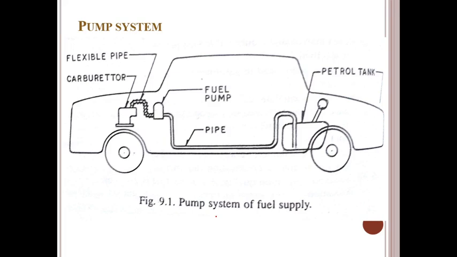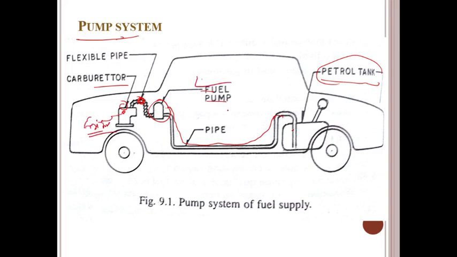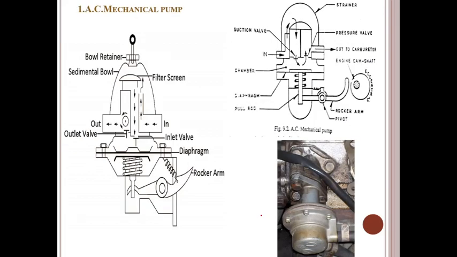Look at the diagram of the fuel pump system, guys. There is the location of the fuel pump. There is the location of the carburetor. This is the flexible pipe, and suppose this is the petrol tank here at the back. From there the fuel pump sucks the fuel through this flexible pipe, and from the carburetor it is passed into the engine. This is the fuel pump system of a fuel supply.